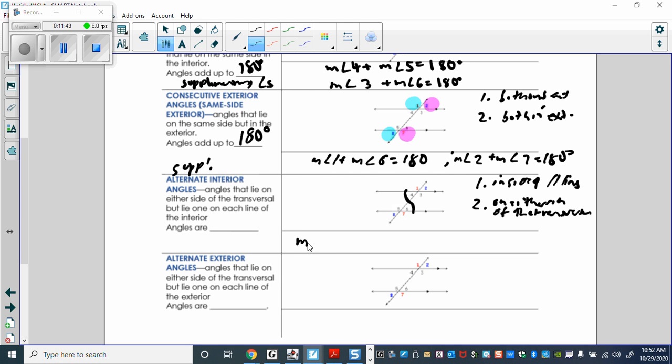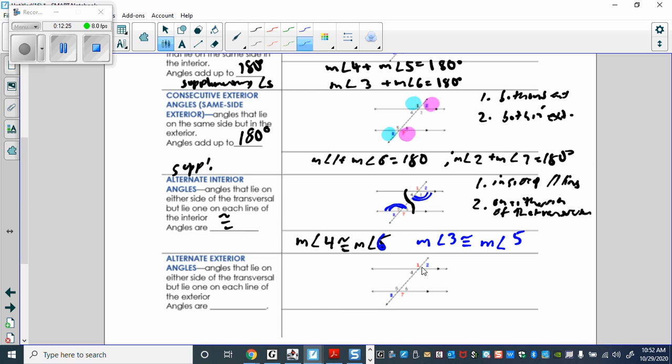So the measure of angle 4 is congruent to the measure of angle 5. These angles are congruent. Now, when I want to show the other set of alternate interior angles, make sure you use 2 arc marks because there's a different measure from angle 4 and it's a different measure from angle 5. So the measure of angle 3 is congruent to the measure of angle, oh, I got that wrong. This should be 6 and then this should be angle 5.